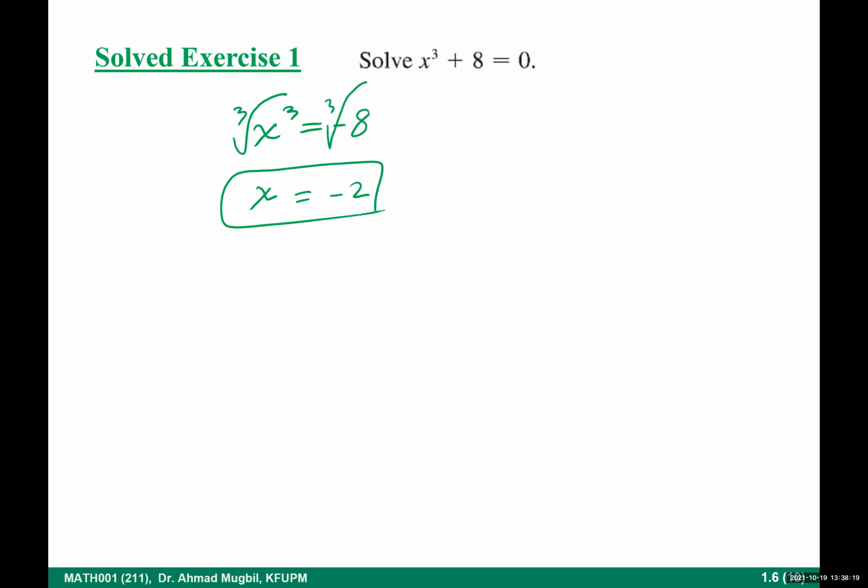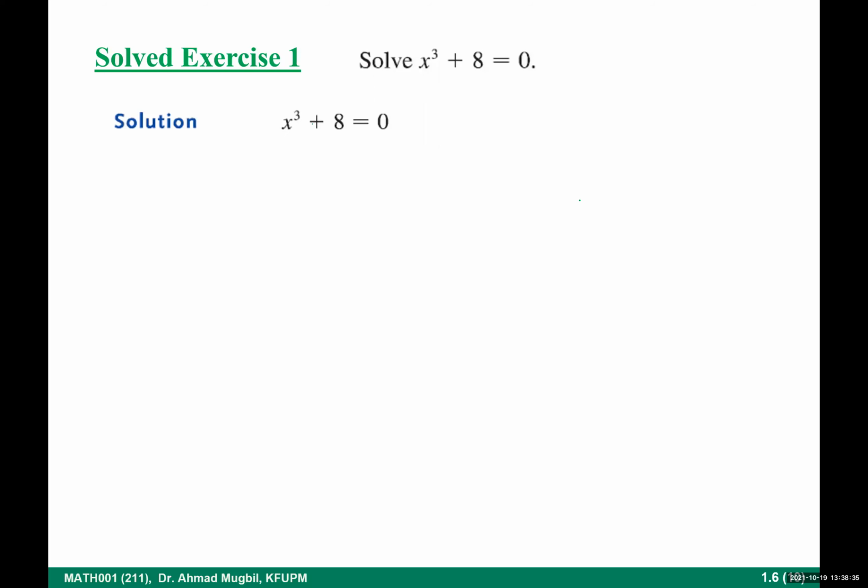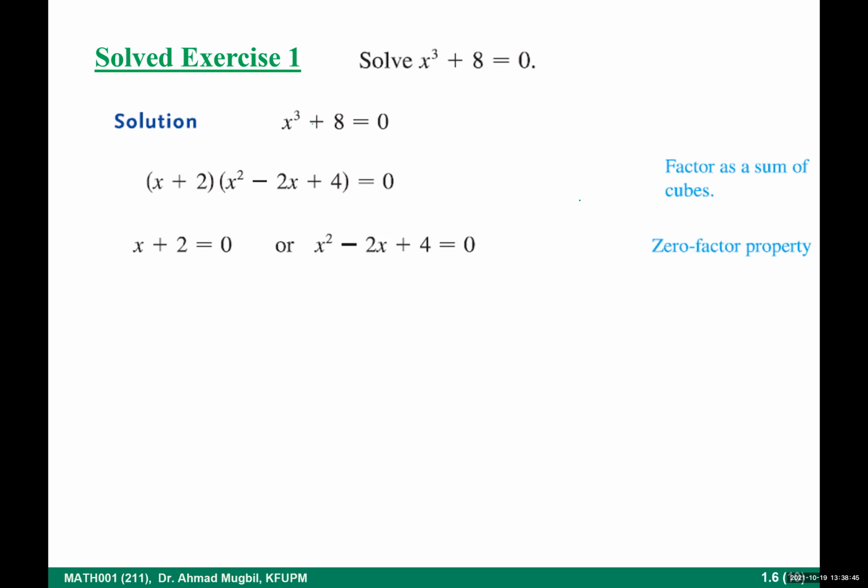If they ask you to find the real solutions, this is what you should do. But if they say solve it, find all the solutions, what should you do? Factor. Solve it as a polynomial equation. Factor it as a sum of cubes. Now you have two factors, and the product of them is 0. So x plus 2 is 0 or x squared minus 2x plus 4 is 0. From here, x equals negative 2, the real solution we obtained.